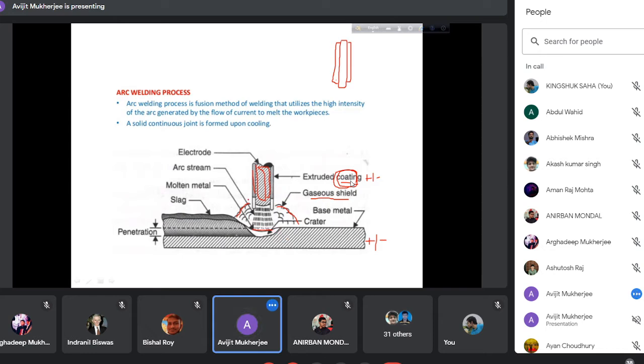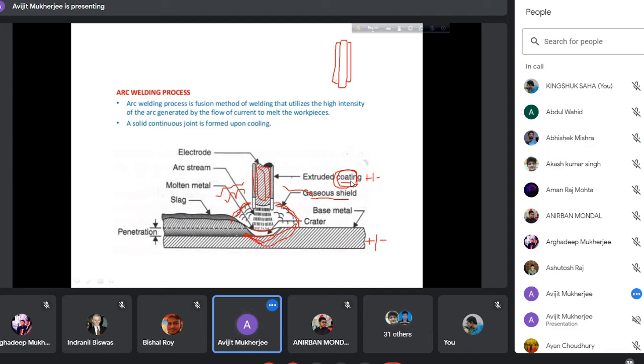That is, as this is covered with a gaseous shield or envelope, right? And here we have atmospheric air, atmosphere. And this is the weld metal or molten metal. So what we had mentioned earlier, immediately after depositing a bead, we must use a chip breaker or chipping hammer to remove the oxide scale.